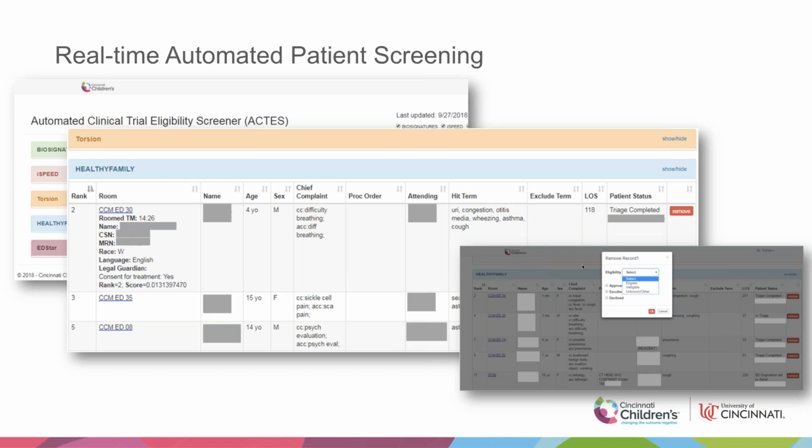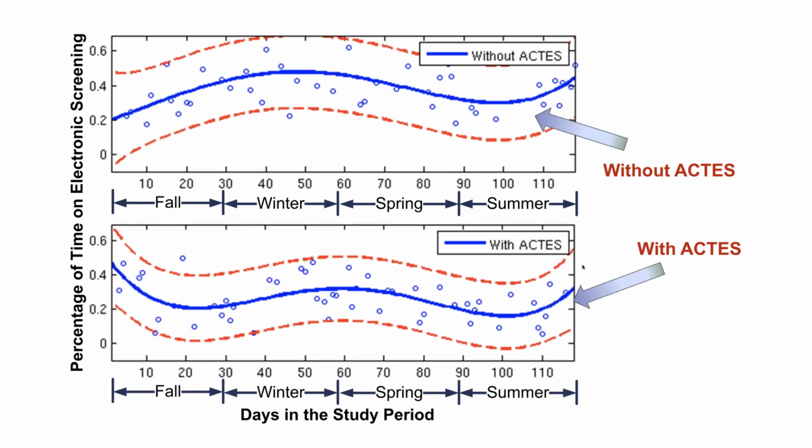So the question is, did it work? And the answer is yes. And so what we have here is that the top bar is without the ACTES system in place over a full year, and the bottom bar is with it in place. And what happened was that we had a 30% reduction in screening time, even when adjusting for the seasonal variation that comes with being in emergency medicine and patient visits. So this is great. And so what this means for us is that we can continue to expand it and add more studies. But it also means it'll help aid us in planning future research studies, finding patients who might be eligible, and future staffing.